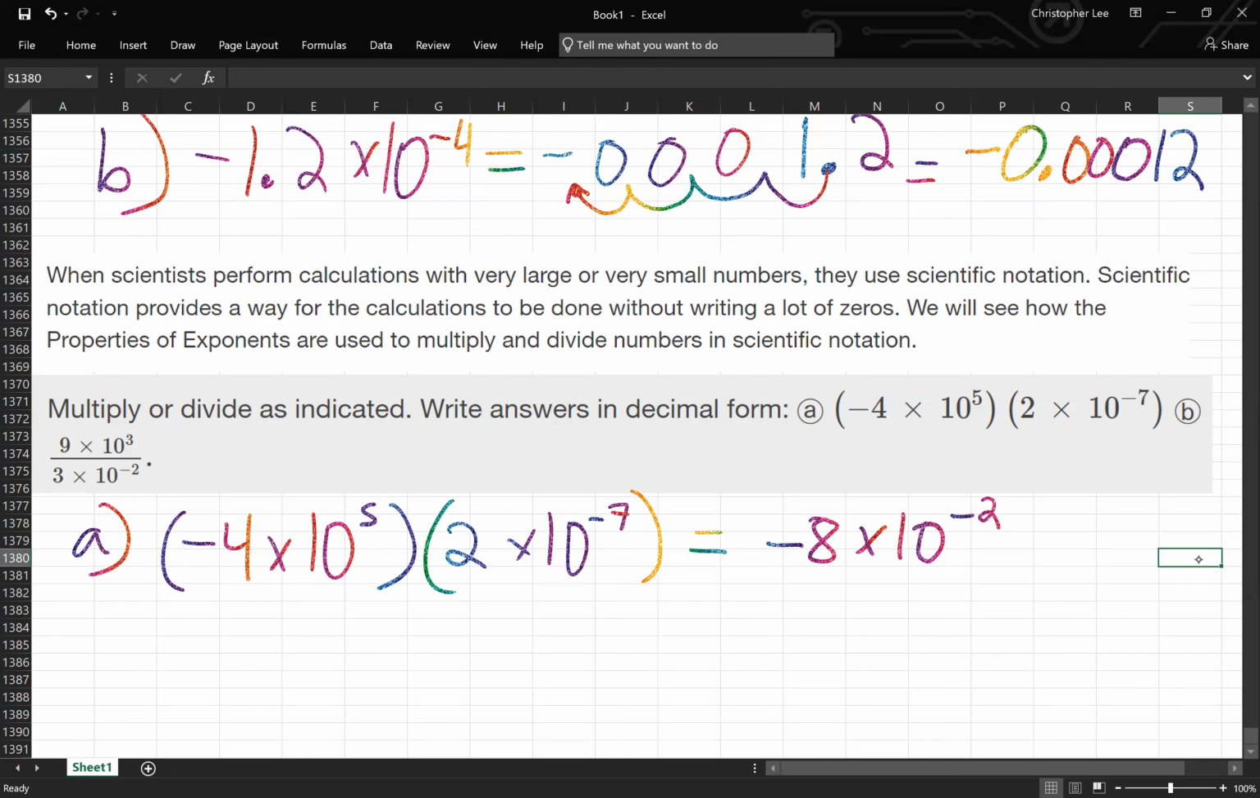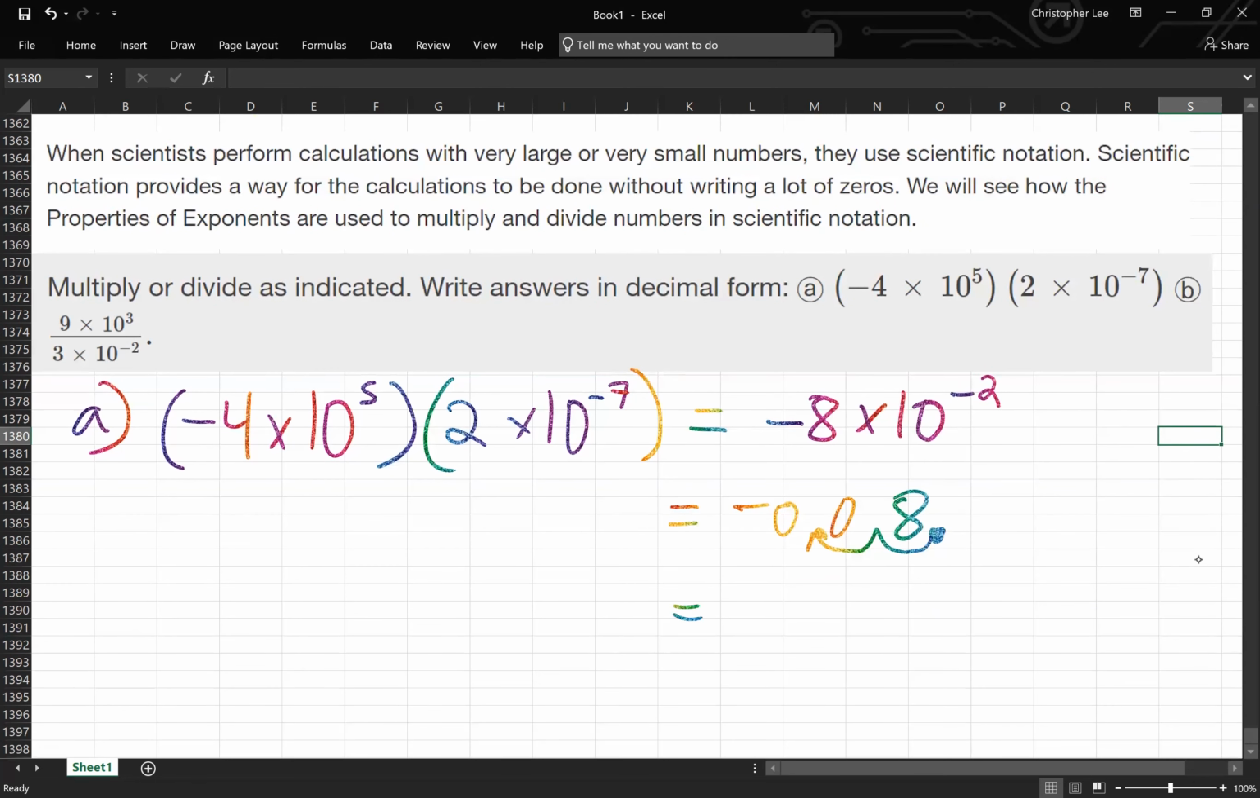All right. But they didn't want this answer, though. They wanted a decimal, right? So what do I have here? I have an 8. Decimal point is right there. I'm going to move it 2 spaces. To the left or to the right? To the left, right? So move this 1, 2 right here. So what's my final answer? My final answer, negative 0.08. That's it. Questions on that? Good? All right, let's keep it moving.